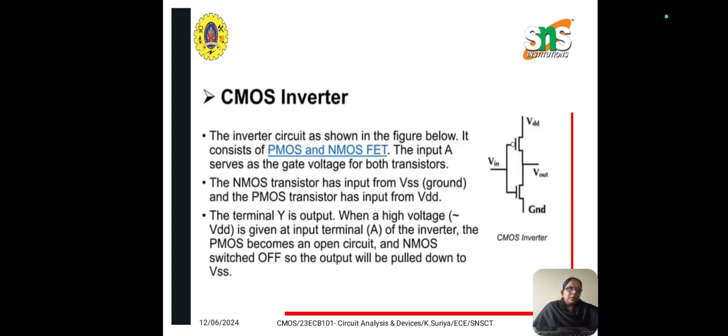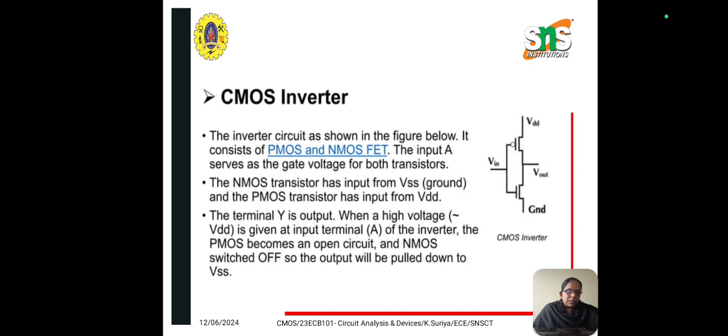The next one is the CMOS inverter. The inverter circuit shown in the figure consists of a PMOS and an NMOS FET. The input A serves as the gate voltage for both the transistors. The NMOS transistor has input from VSS and the PMOS transistor has input from VDD. The terminal Y is the output.